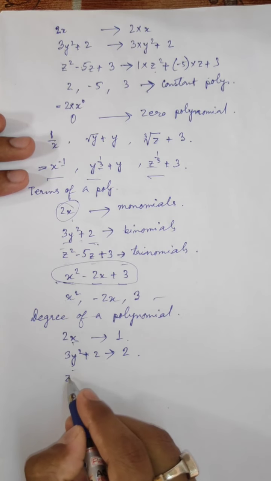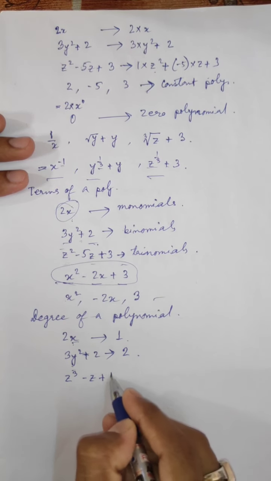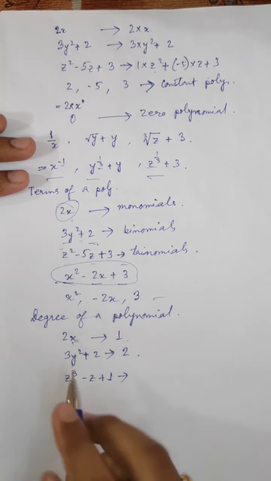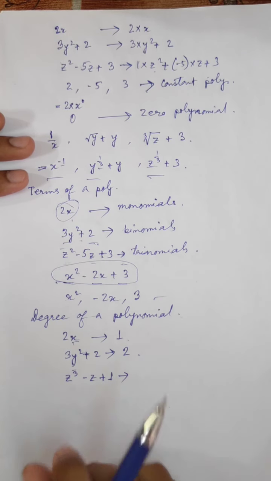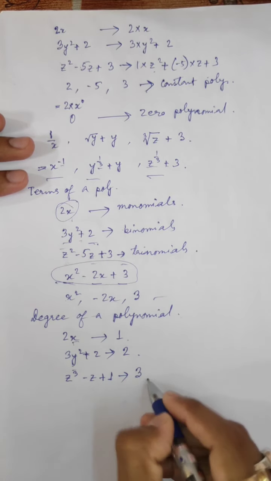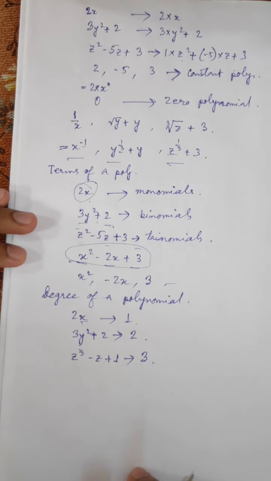Again we shall consider another polynomial, say z cube minus z plus 1. So here the highest power is 3, so the degree is 3. This you have to remember. These are called the degree of the polynomial.